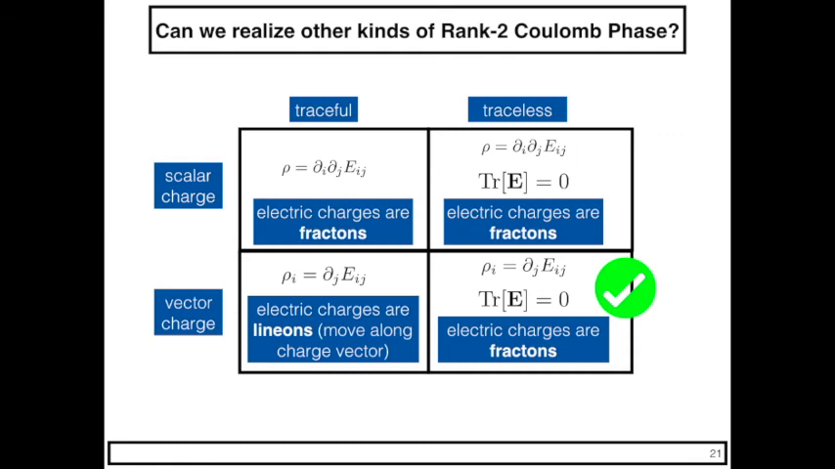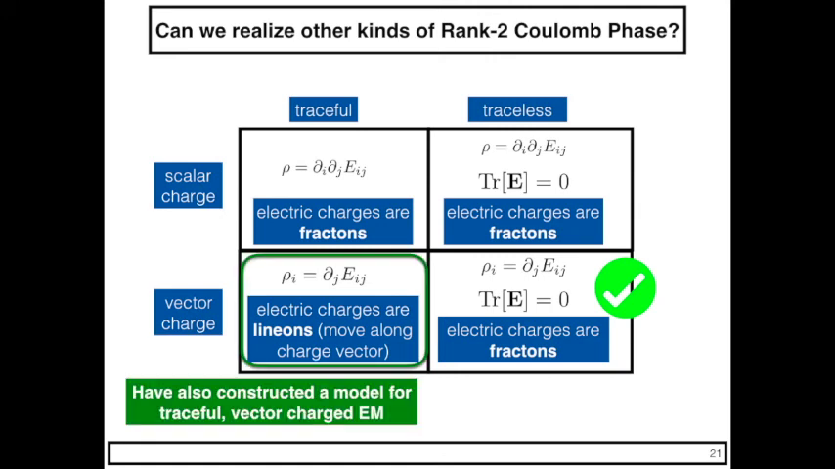So far, I've shown you a model which can realise one particular kind of rank-2 Coulomb phase, the vector-charged traceless version. But as I showed you at the beginning, there are other kinds too, and it's interesting to try and generalise our method to construct the others. This is possible in at least one case.